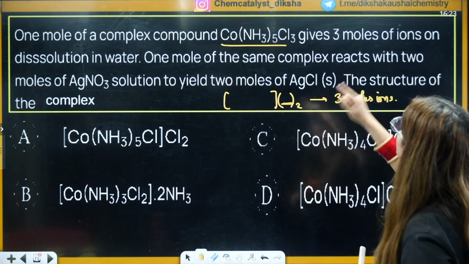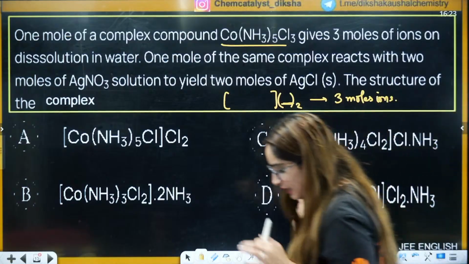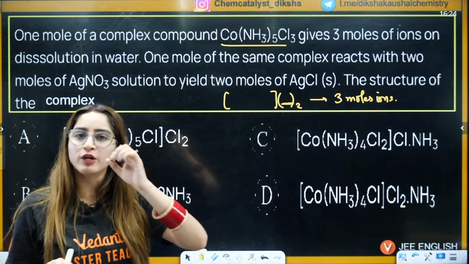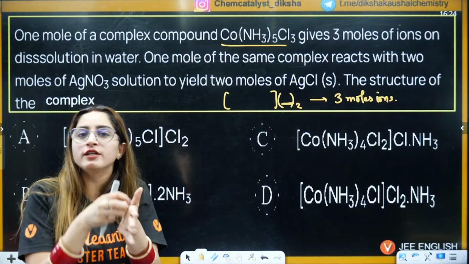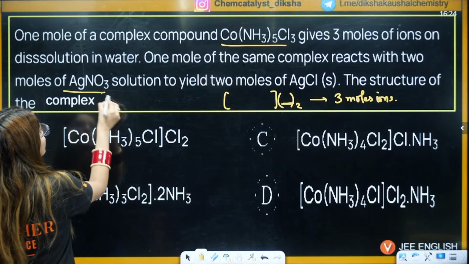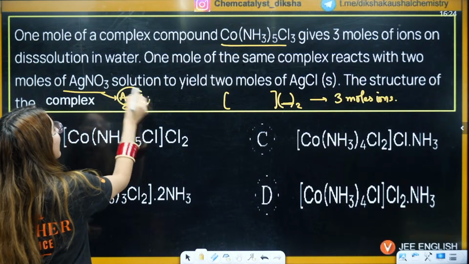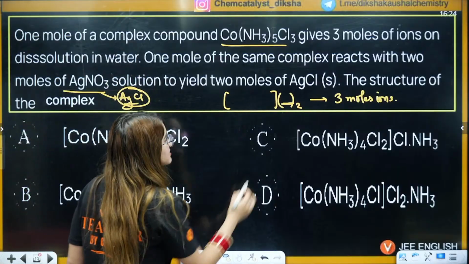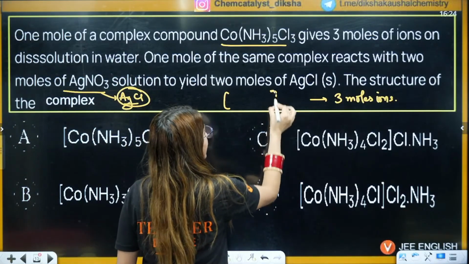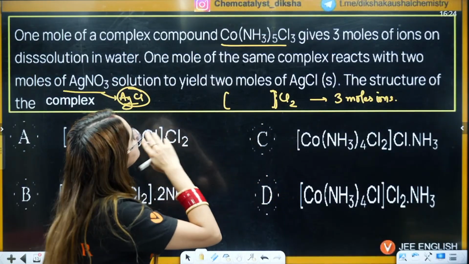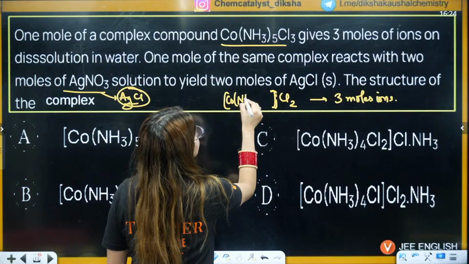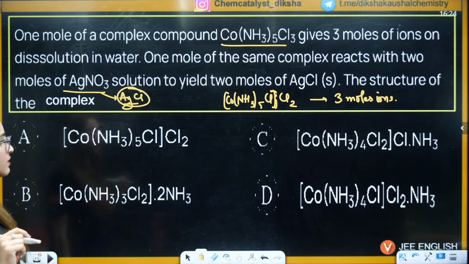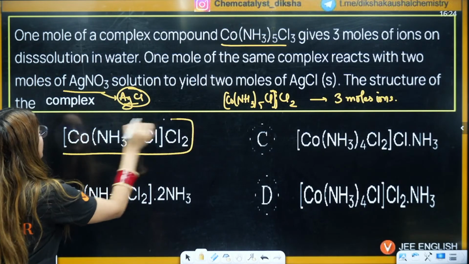1 mole of the same complex reacts with 2 moles of AgNO3. We know that when chlorine, Cl negative, is outside the coordination sphere, it will react with AgNO3 to give AgCl. If 2 moles of AgNO3 are reacting with 1 mole of this compound, that means here 2 Cl are outside. So directly you can write it as Co(NH3)5Cl, and the coordination number is 6 here. So the answer will be A, your correct answer here.